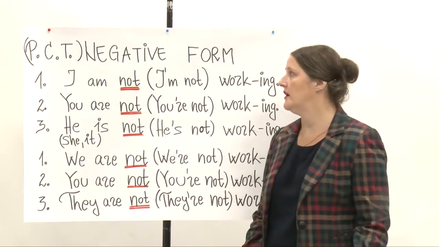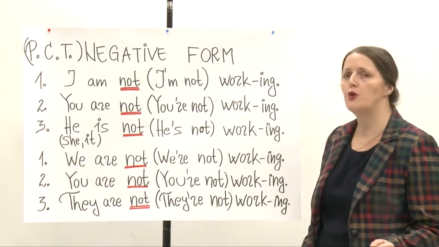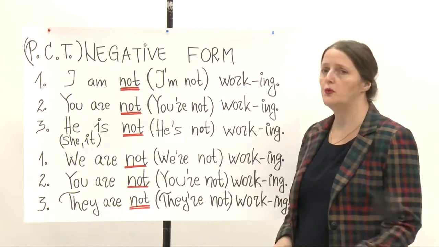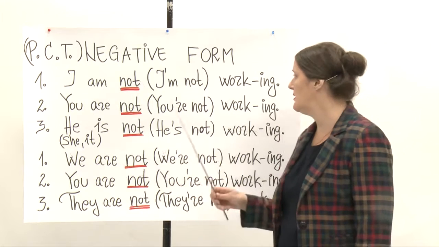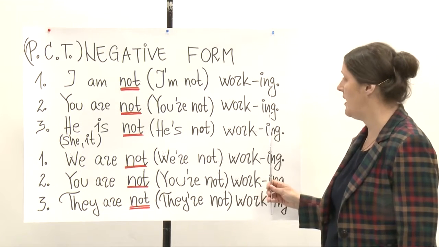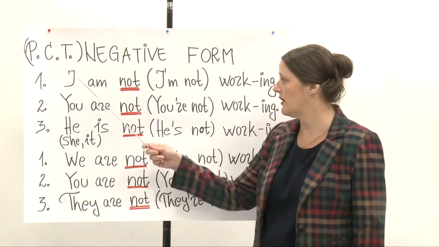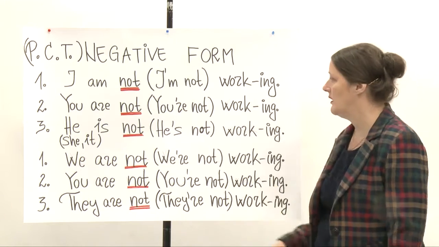And now about the negative form of present continuous tense. The important word here is the word not. We put the word not between auxiliary verb to be in present and the main verb in ing form. Let's see the example. In singular, I am not working.